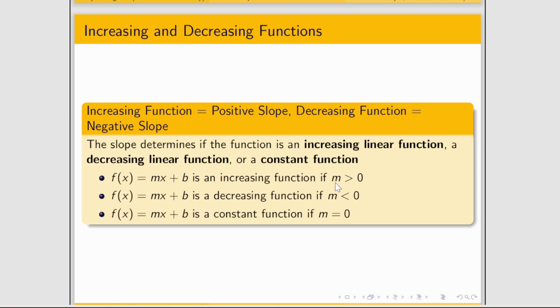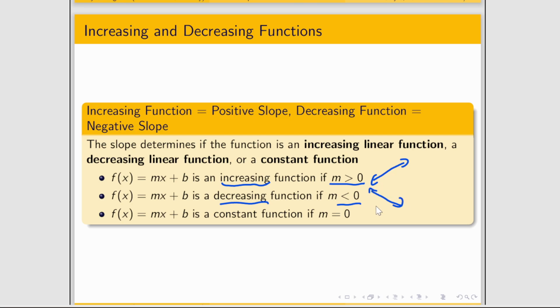And just as we noted before, if it has a positive slope, that means it is an increasing function. If it has a negative slope, that means it is a decreasing function. So increasing means from left to right, if I'm walking on top of the line, I'm going uphill. As x gets bigger, y also gets bigger. If it's decreasing, it's the opposite. If I'm walking on top of the line left to right, I'm going downhill.